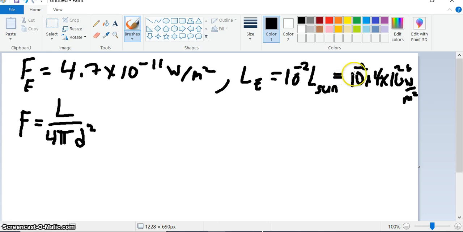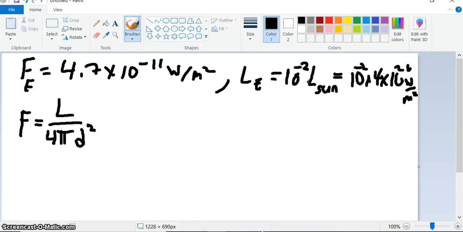So that's going to be 10 to the -2 times the luminosity of the sun, which is 4 times 10 to the 26th watts per square meter. Remember, we always get these values as some number times the luminosity of our sun. The important question is, how do you get the distance? We use the inverse square law.